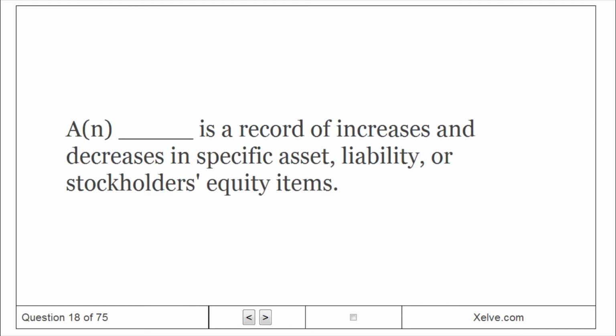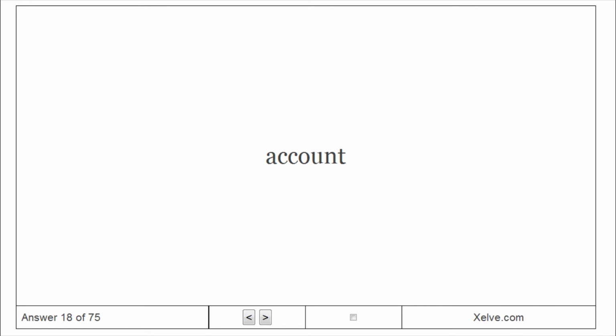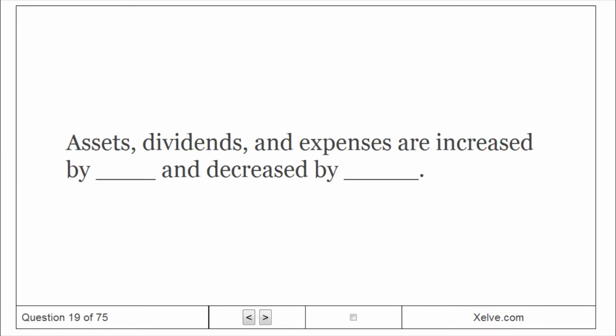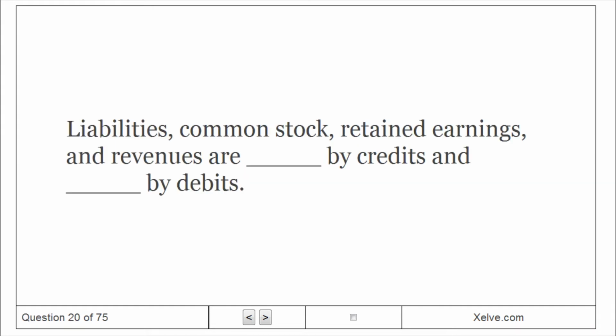A blank is a record of increases and decreases in specific asset, liability, or stockholders' equity items. Account. Assets, dividends, and expenses are increased by blank and decreased by blank. Debits, credits. Liabilities, common stock, retained earnings, and revenues are blank by credits and blank by debits. Increased, decreased.